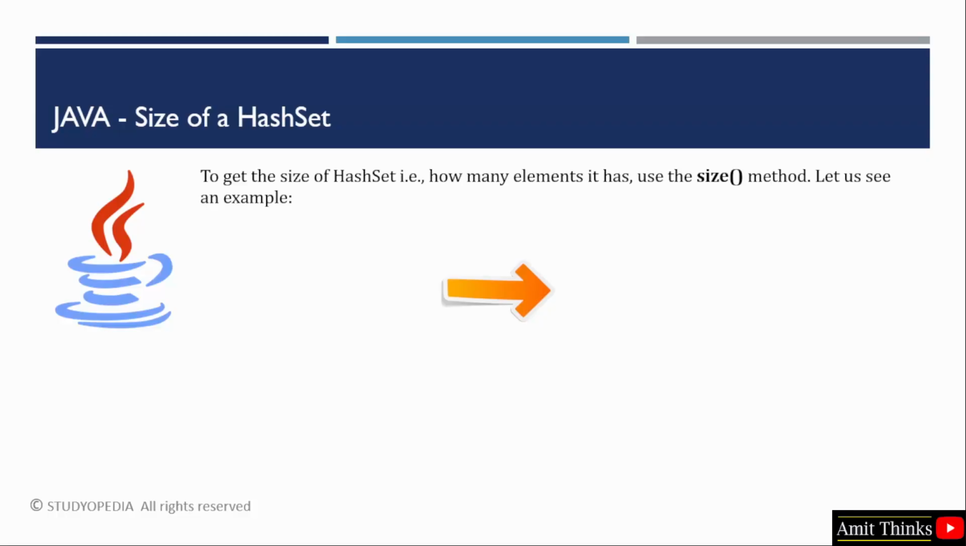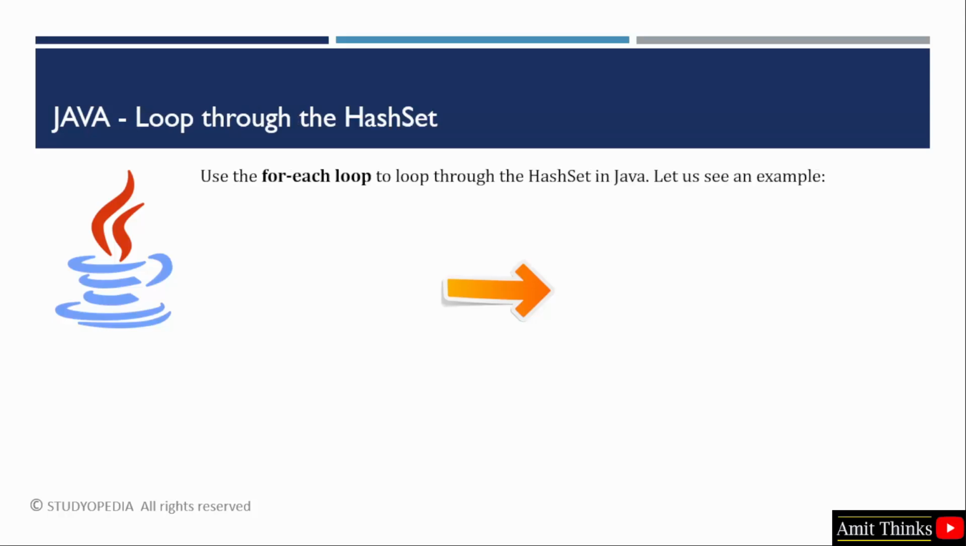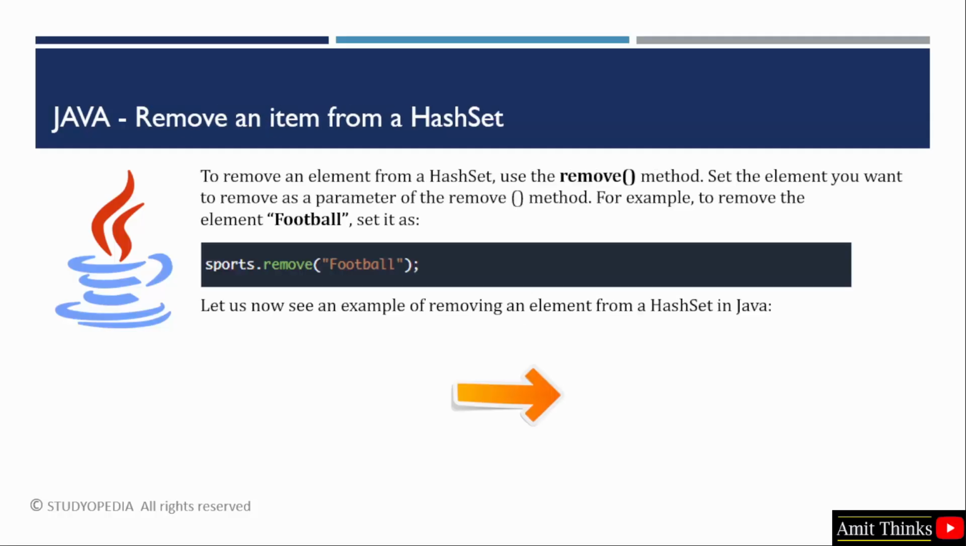Now let us see the next example in which we will find the size of a hash set using the size method. After that, we will see how to loop through the hash set so that we can display each element separately. For that, we will use the for each loop. In the next example, we will learn how to remove a specific item from a hash set.